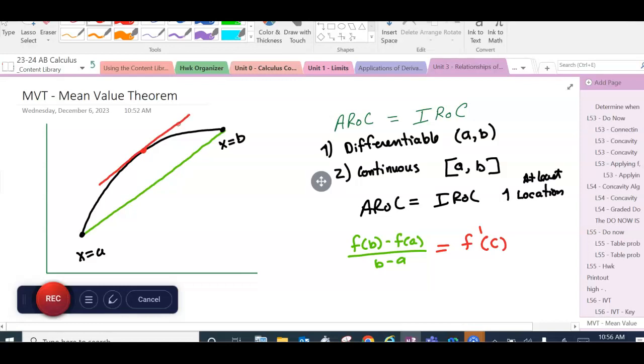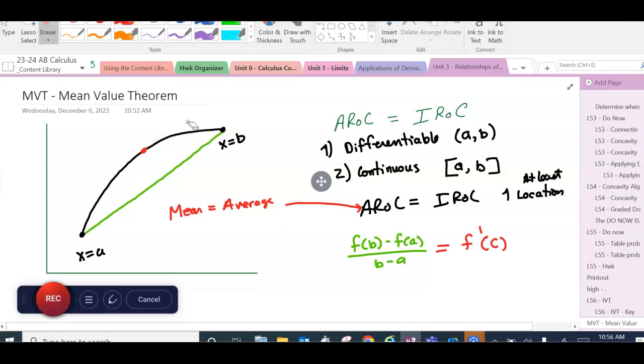That's where the mean value theorem comes from. What about the name? Well, mean equals average, and this deals with average rate of change. So that's why it's called the mean value theorem. The average rate of change must equal the instantaneous rate of change.